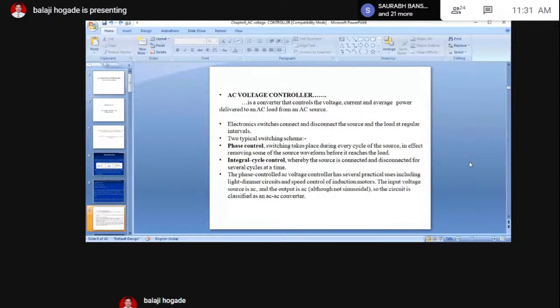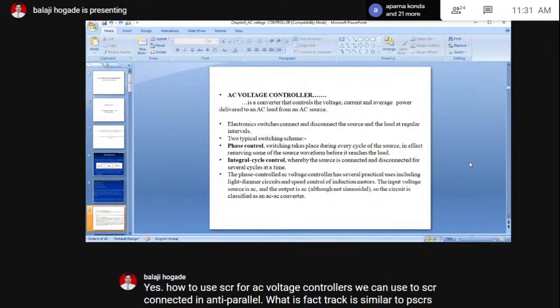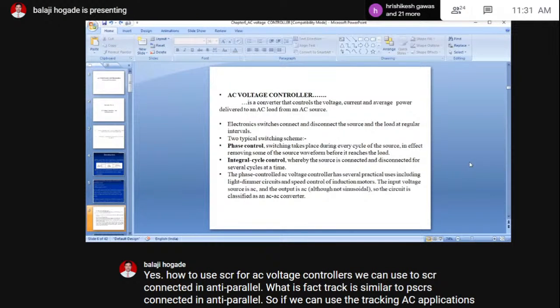How to use SCR for AC voltage controllers? We can use two SCRs connected in anti-parallel. What is a triac? A triac is similar to two SCRs connected in anti-parallel. So if we can use the triac in AC applications, it means we can use thyristors in AC applications. AC means AC to AC converters.